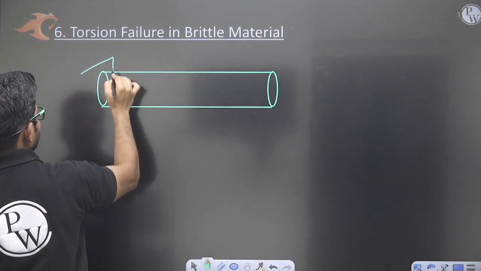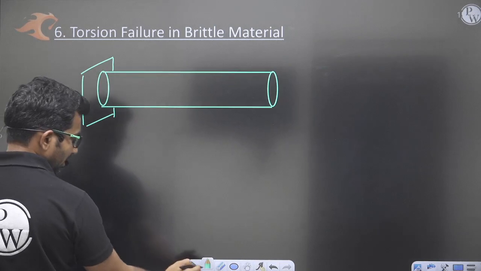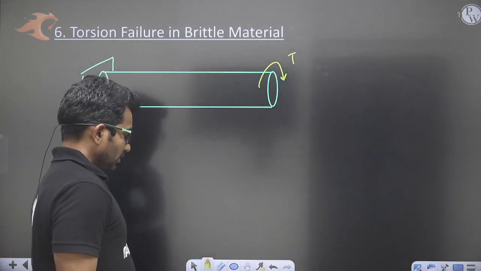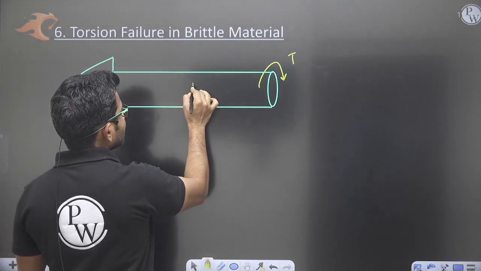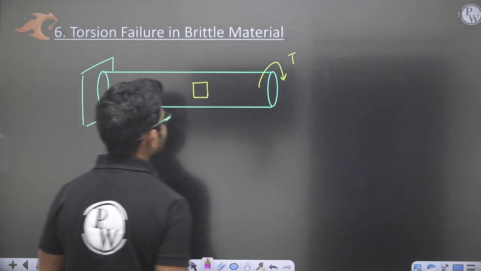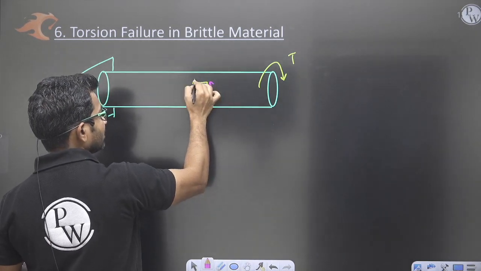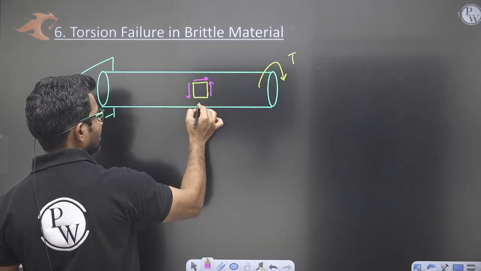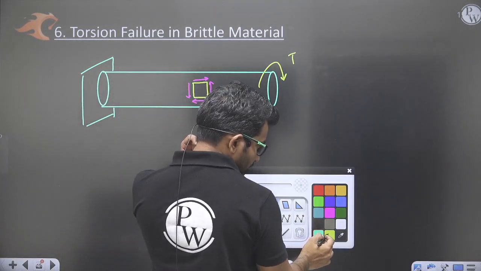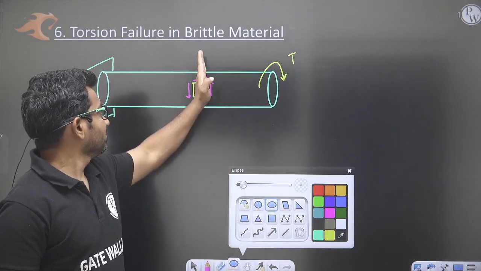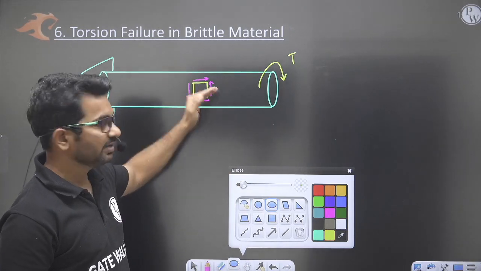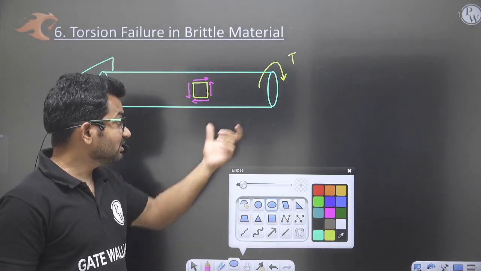So this is my shaft. I will apply torsion here, like this, and the stress element will look like this. Here we have shear, here we have complementary shear, here shear, and like this. Here we have maximum shear on these planes, this plane, this plane, all having equal shear stresses. But this is weakest in tension.